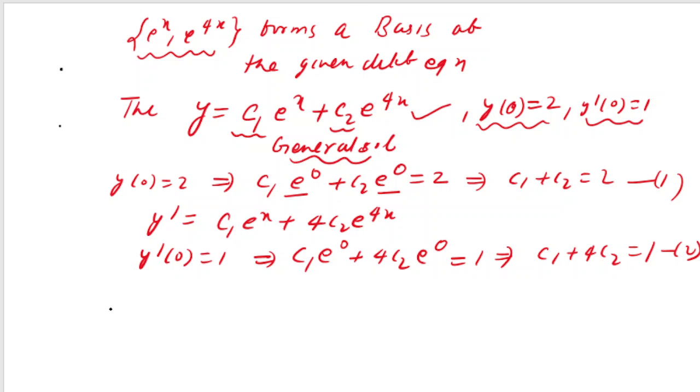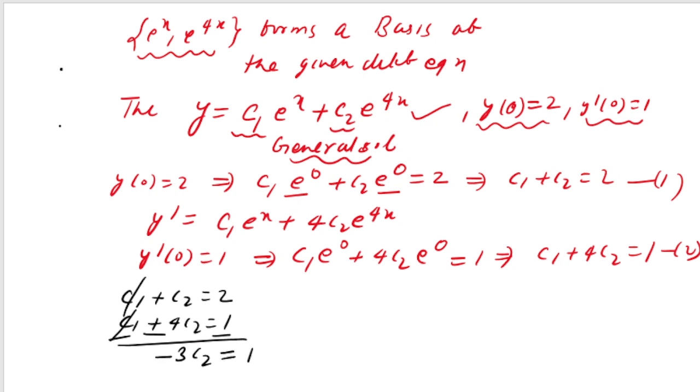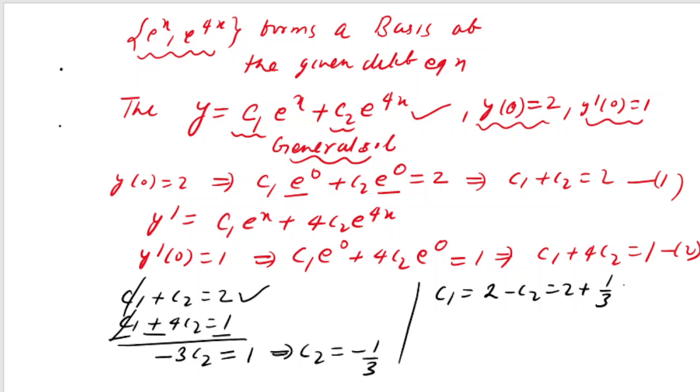So how can we solve them? We have c1 plus c2 is equal to 2 and we have c1 plus 4c2 is equal to 1. So subtracting, c1 and c1 cancel, c2 minus 4c2, so I will get minus 3c2, and 2 minus 1 is equal to 1. From this I got c2 is equal to minus 1 by 3. And if c2 is equal to minus 1 by 3, then what is c1? Then c1 will be equal to, from this equation, 2 minus c2. So 2 minus minus 1 by 3 means 2 plus 1 by 3. So 2 into 3, 6 plus 1, that is 7 by 3.